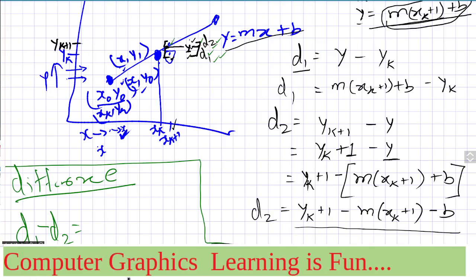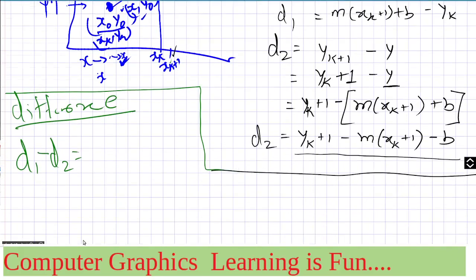If at all we perform d1 minus d2 and the result is negative, what does it mean? It means that d1 is smaller and d2 was bigger, right? So if d1 was smaller, it means that y is nearer to the yk value. Okay, so we will choose yk with the xk plus 1. So in this way, let me find out the exact value for d1 minus d2.